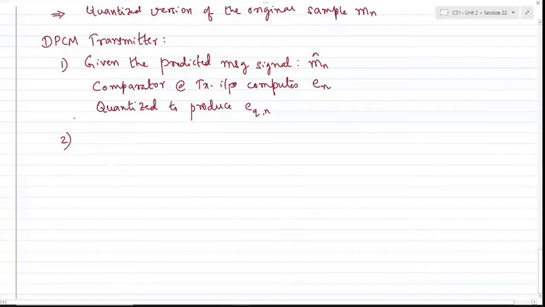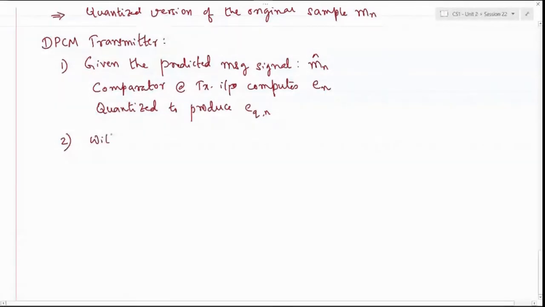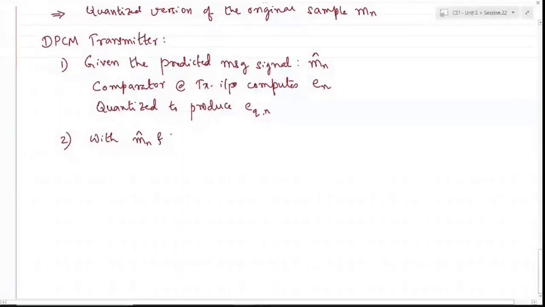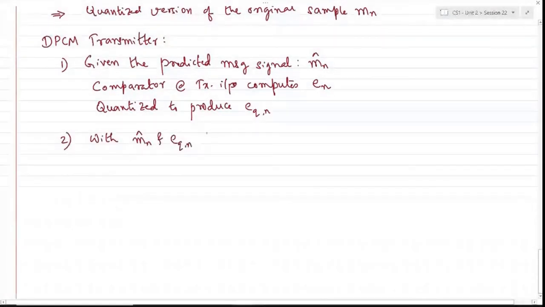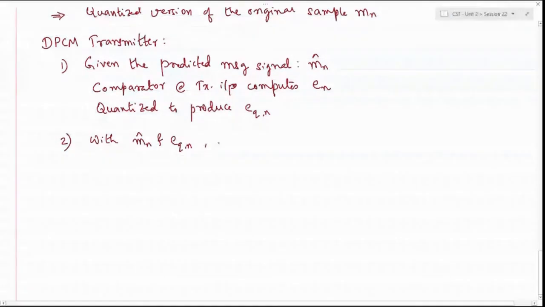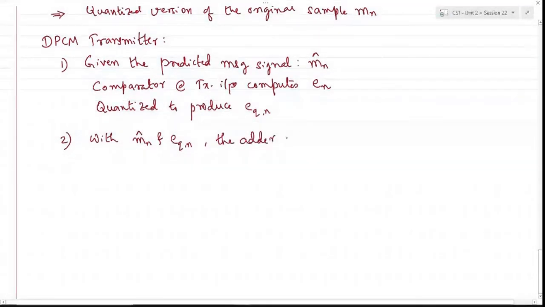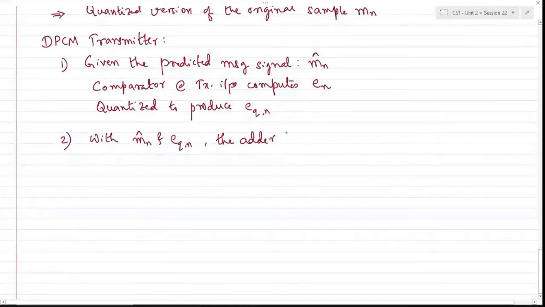The second process involved in the DPCM transmitter is with this m_n cap and the quantized error. With these two quantities we have the adder, or the summer. The adder in the transmitter produces the quantized version of the original message signal m_n.